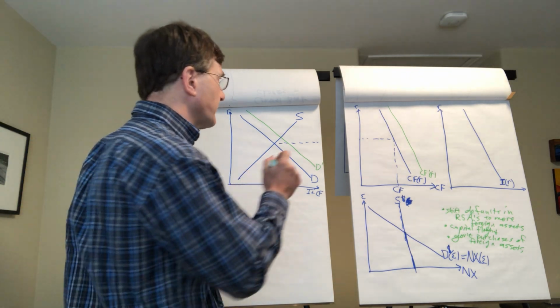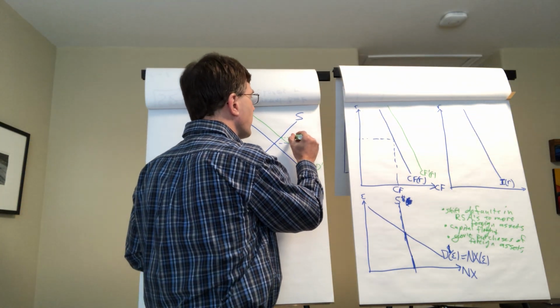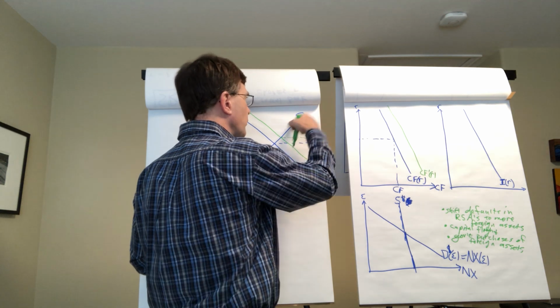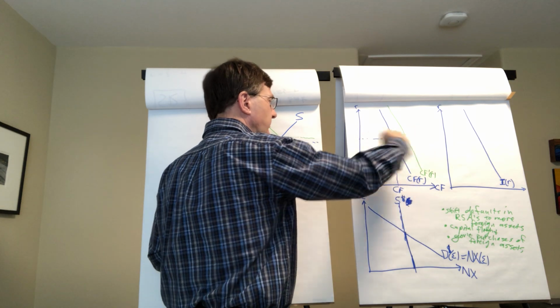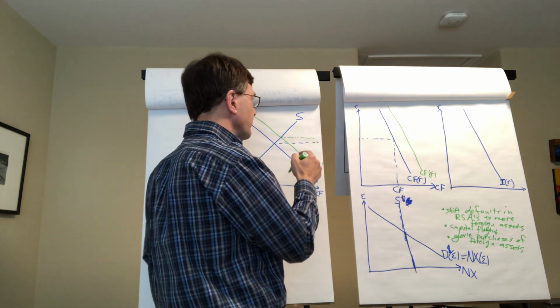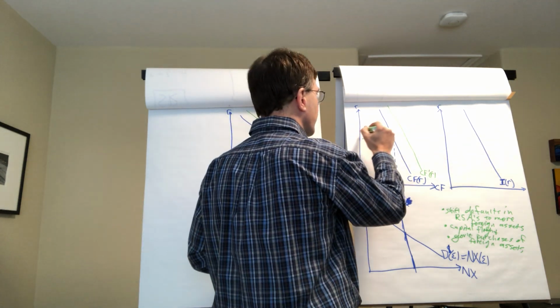Okay, so what's going to happen? Well, we can see now that there's a higher equilibrium interest rate. No reason for the saving curve to shift. And we know exactly what happened to the demand for loanable funds curve. So we know the interest rate now.